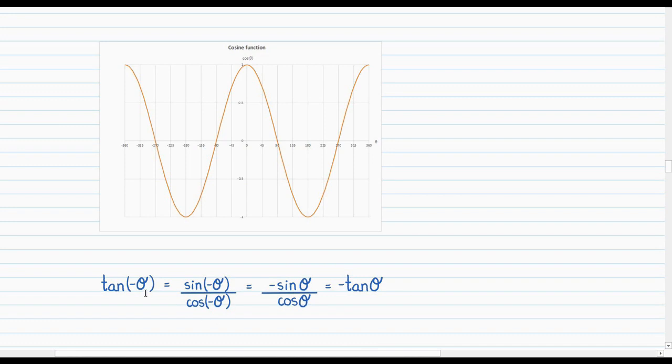So tan of negative theta would be sine of negative theta over cos of negative theta. Then sine of negative theta becomes negative sine theta, and cos of negative theta just remains as cos of theta because of this whole symmetrical aspect. And then the result is just negative tan theta. And that's how the three functions of sine, cos, and tan behave for negative angles.